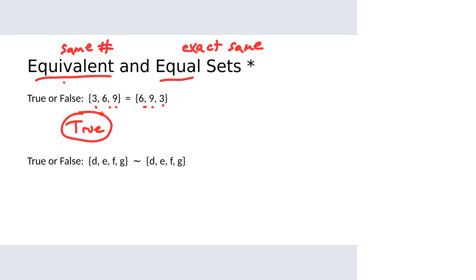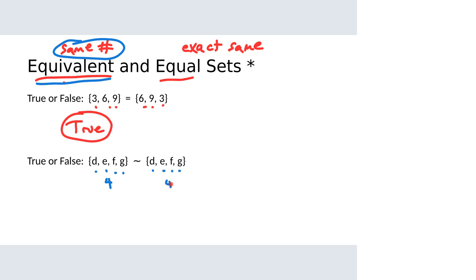Down at the bottom, this is a borderline trick question. I'll allow you to be a little bit like, really, on this one. But after 1 minute from now, then you're not allowed to think it's a trick question anymore. So here we have DEFG is equivalent to DEFG. Well, what equivalent means is they have the same number of elements. This one has 1, 2, 3, 4 elements, and this one has 1, 2, 3, 4 elements. They both have 4 elements.